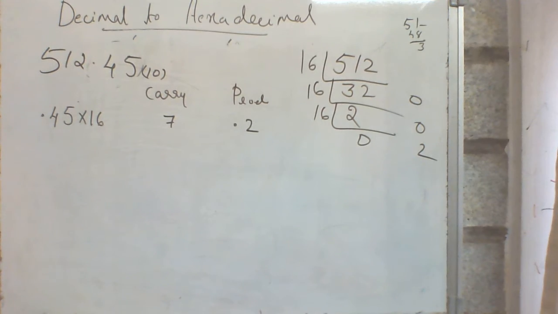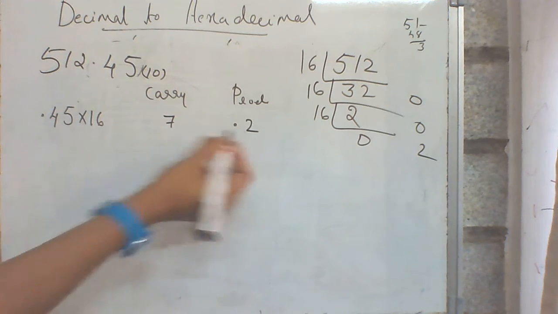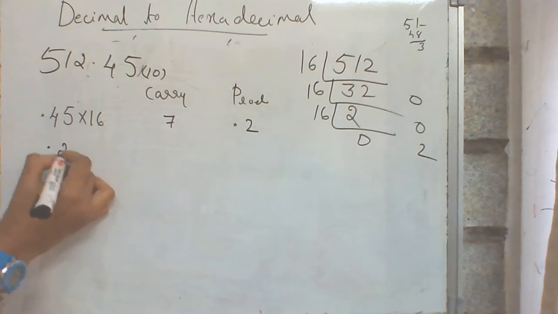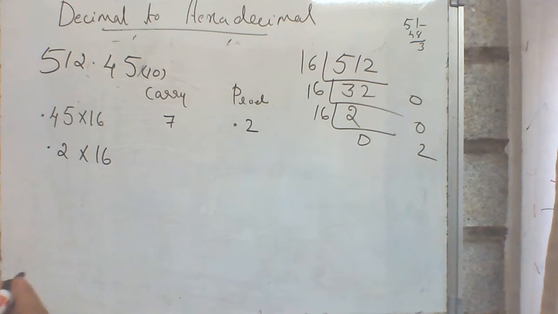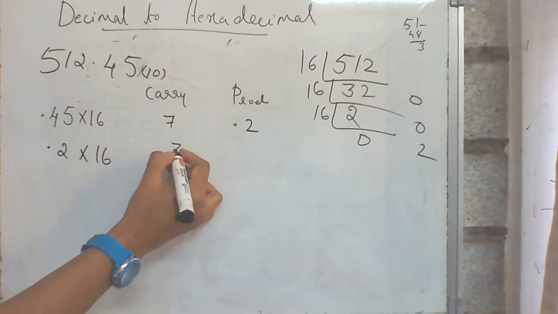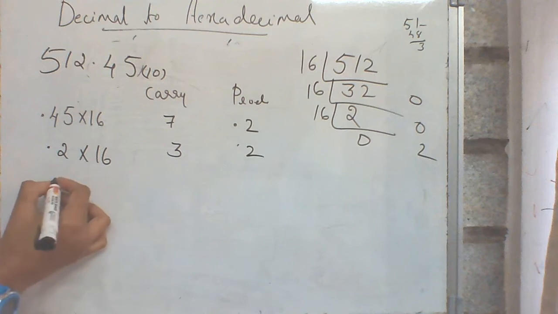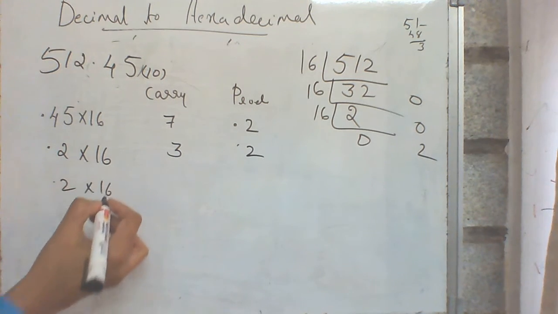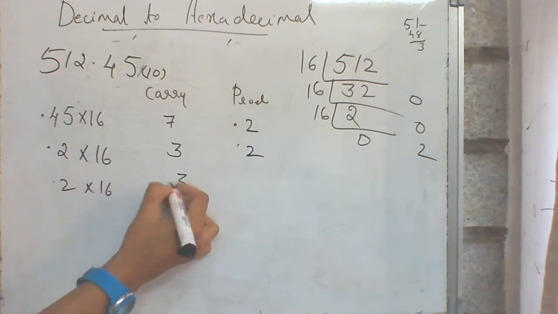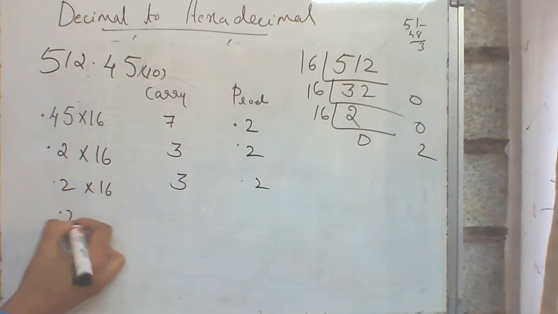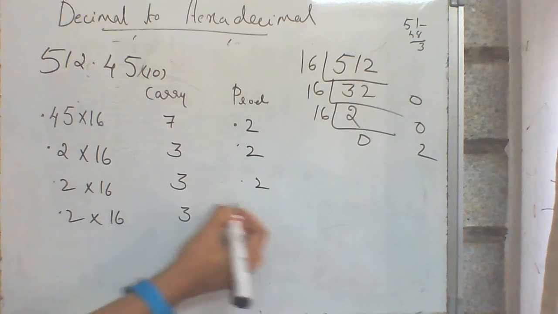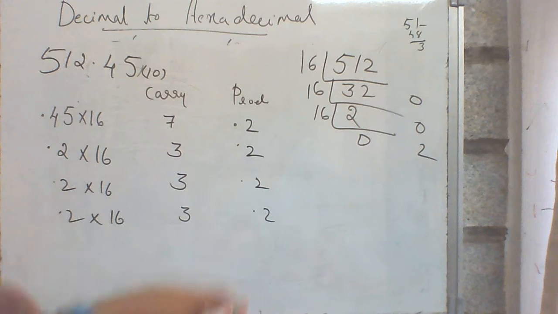Then which one do we need to take? This 0.2 into 16 is equal to 3.2. Then again 0.2 into 16 is equal to 3.2. Again 0.2 into 16 is equal to 3.2. This will repeat. You need to write only 4 digits.